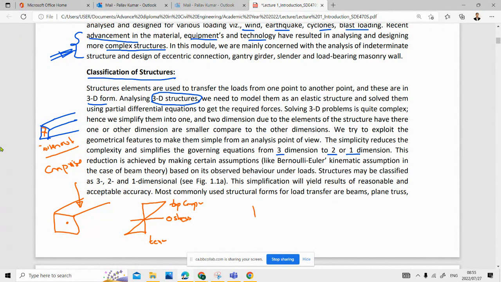But tell me, if there is a column and we apply a load at the center, what form of stress do we call that? What type of stress is it?